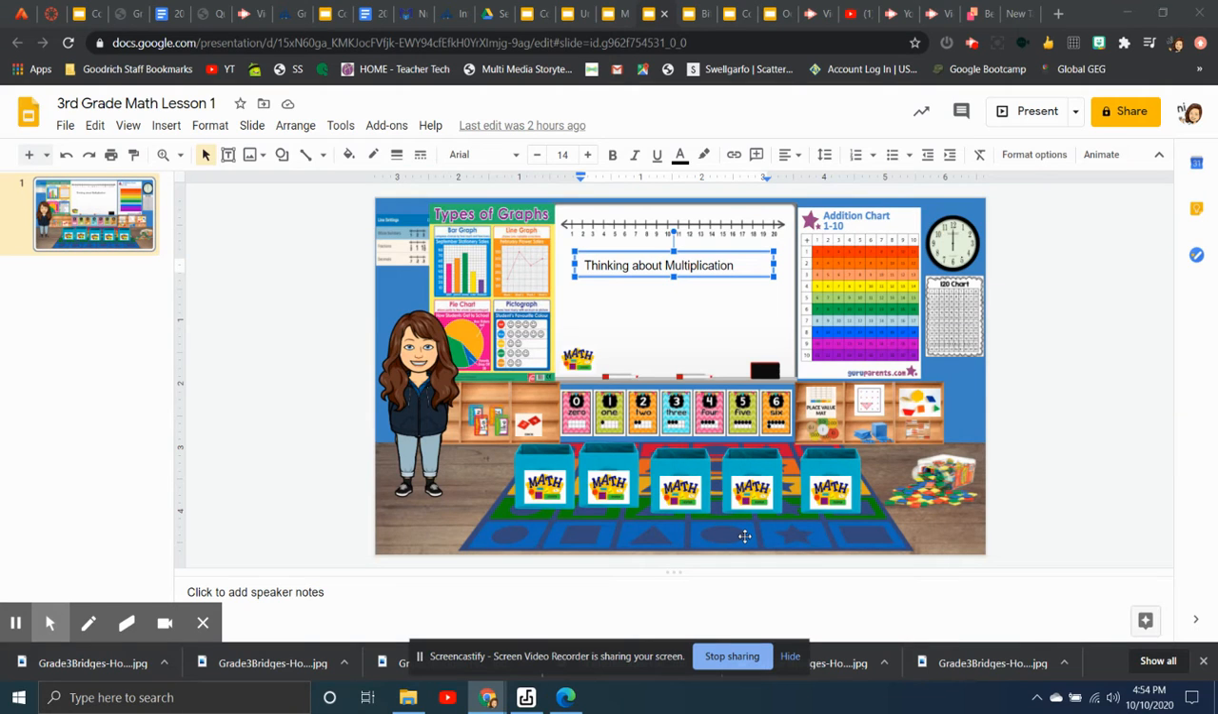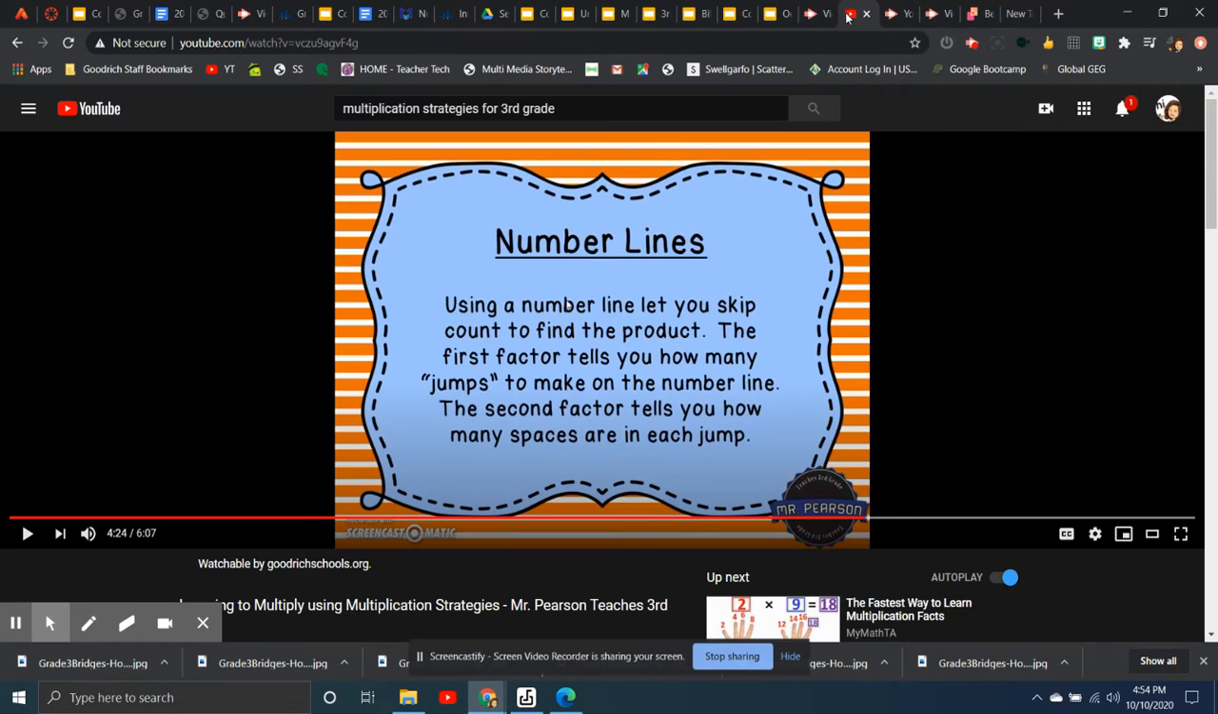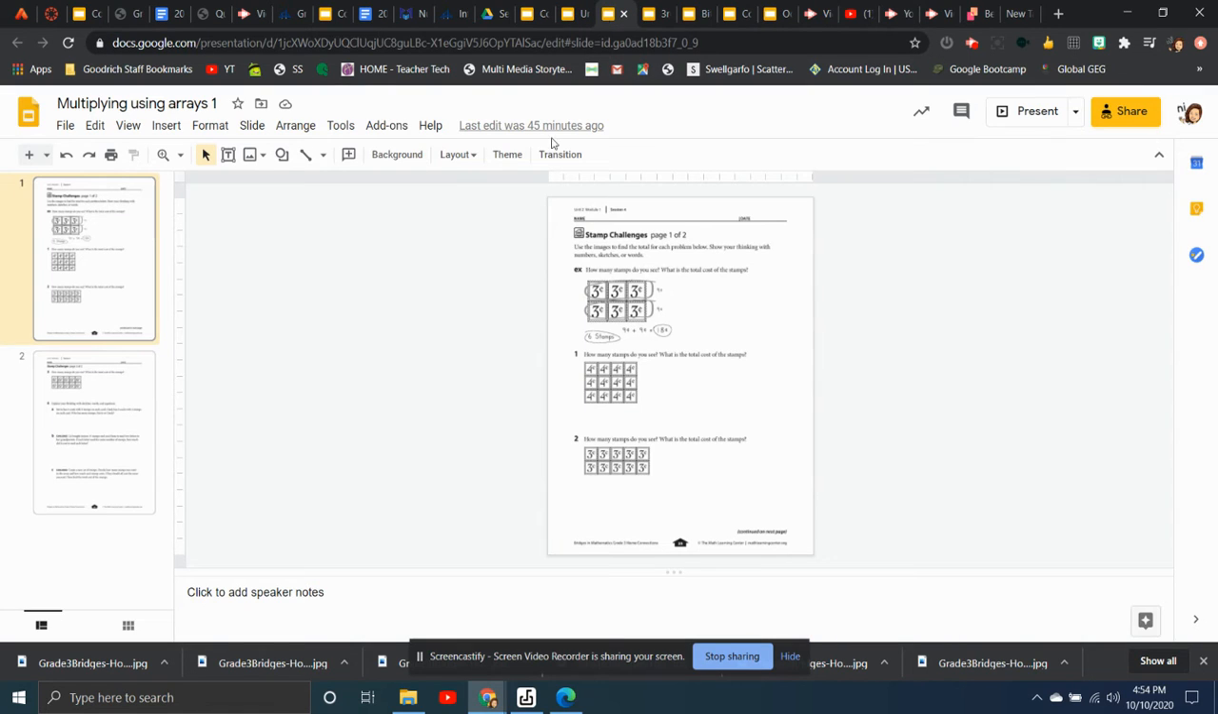Okay, so today we're going to continue with our window washing. Don't forget that these are all workstations that you can go to, and all these other things you can click on to play games and stuff too. So if you're sick of Prodigy, or your mom is like, quit playing on Prodigy so much, you have other choices. You're going to watch this video that shows multiplication strategies, and then you are going to be doing this.